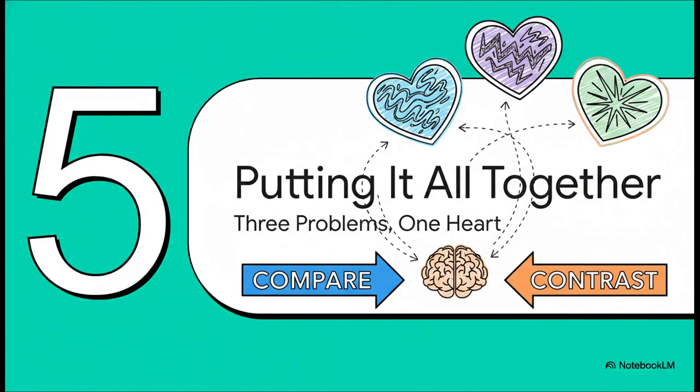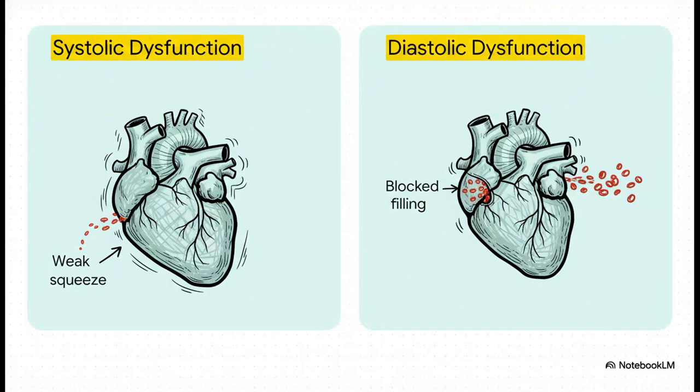Okay, so we've looked at all three types, the overstretched, the overgrown, and the stiff. Now let's put them all side by side to really lock in the differences. This is where it all comes together. You know, the biggest, most fundamental difference really boils down to one question. Is it a pumping problem or a filling problem?